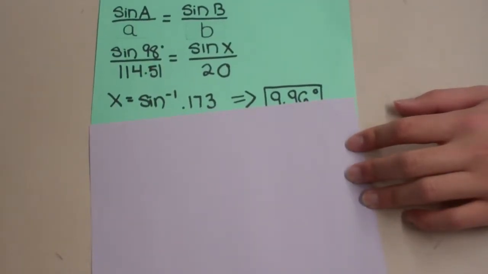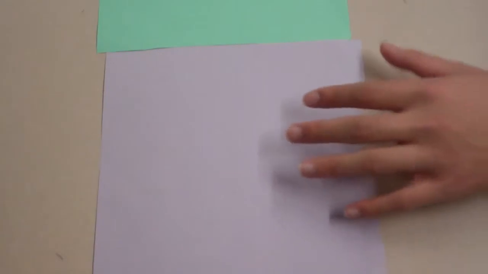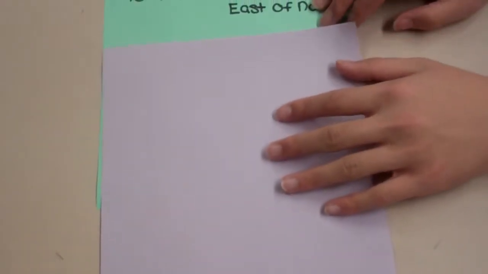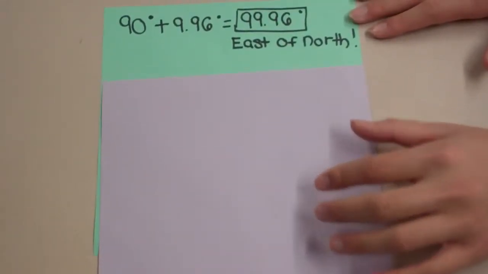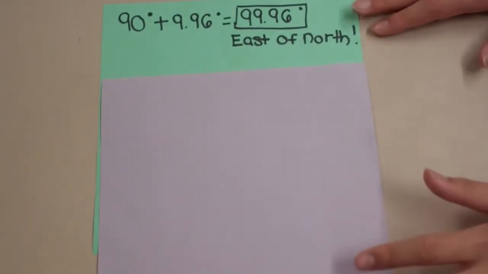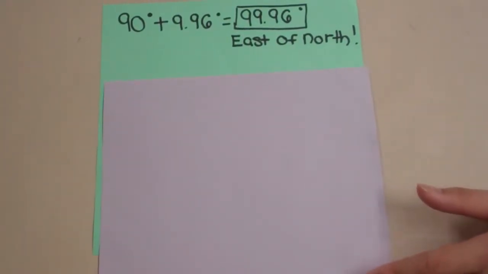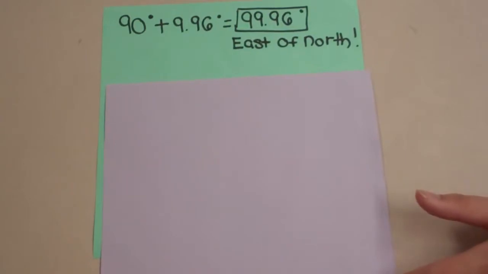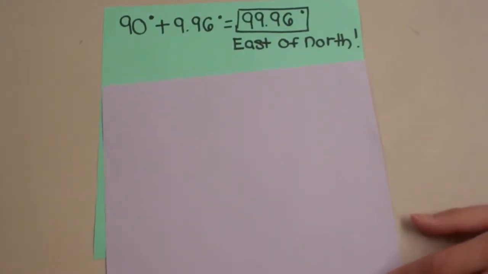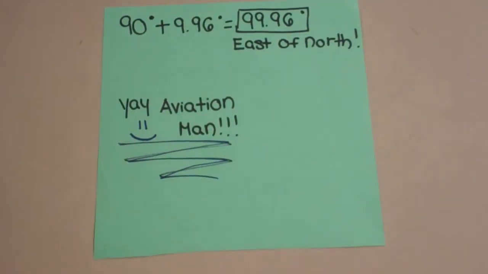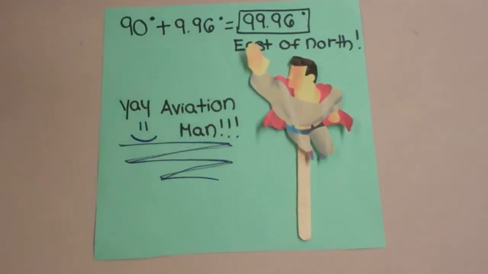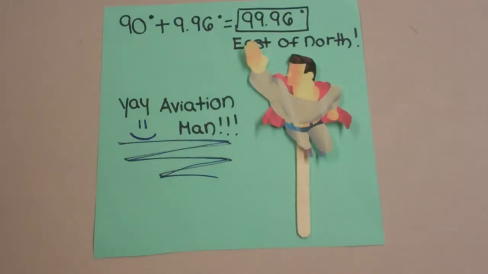which comes out to be 9.96 degrees. In order to find that in terms of degrees from north, 9.96 degrees must be added to 90 degrees. After doing this, we can see that the final wind correction angle is 99.96 degrees east of north. In order to save the citizen, Aviation Man needs to account for this change in direction by flying at the angle of 99.96 degrees.